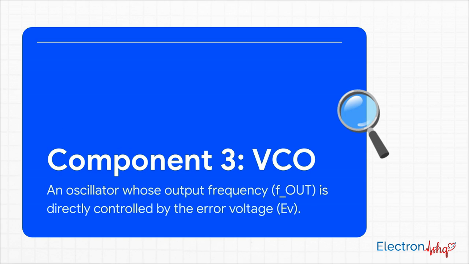Now, the VCO is the real workhorse of the PLL. This is the part that actually generates our final output frequency, Fout. And the beauty of it is right in the name, voltage controlled. The frequency it puts out changes directly based on the voltage we feed it. So a small error voltage means a small change, a big error voltage means a big change.